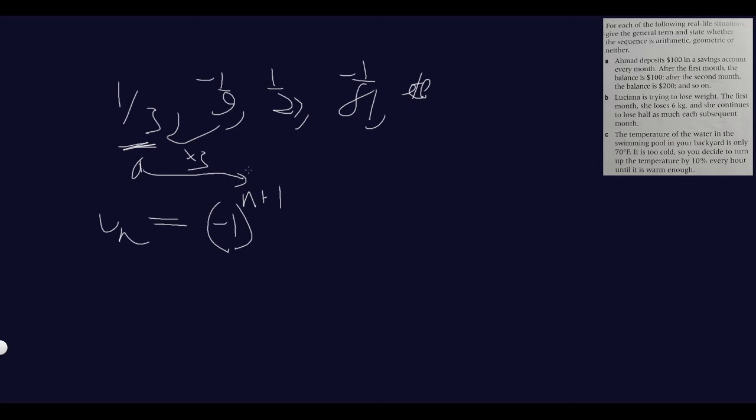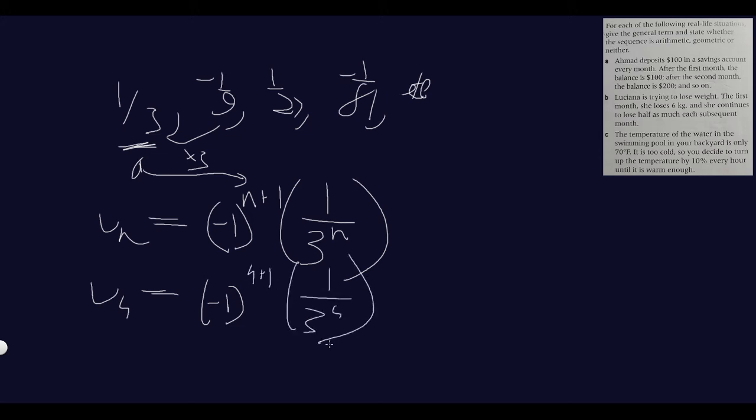And then the bottom is extremely practical because all we're doing here is just putting 3 to the power of n, or 3 to the power of the term number. So all we have to do is say negative 1 to the n plus 1 multiplied by 1 over 3 to the nth power. And that is it. If you want to test to see if we got it right, let's just take the fourth term. u_4 equals negative 1 to the 4 plus 1 multiplied by 1 over 3 to the fourth. And that should end up giving you negative 1 over 81.